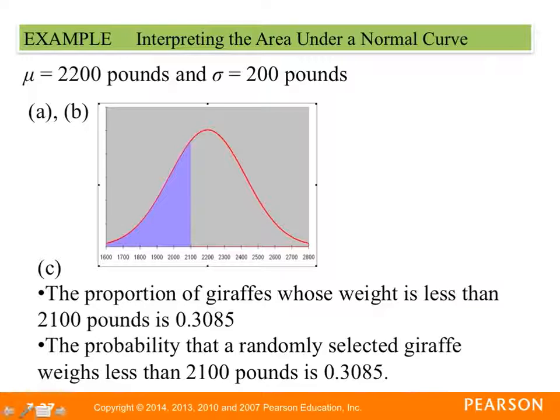So if we wanted to interpret this, we could say that the proportion of giraffes whose weight is less than 2,100 pounds is 0.3085. Or we could say that the probability that a randomly selected giraffe weighs less than 2,100 pounds is 0.3085. Or I also think it'd be fine to use it as a percentage. So we could say that the probability is 30.85%.